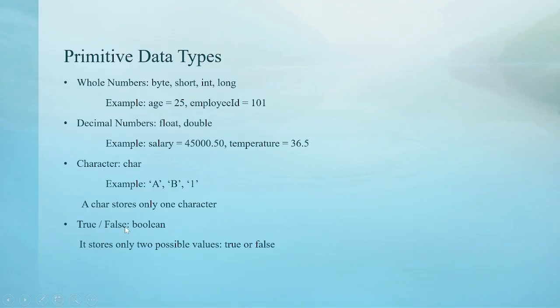Then we have true or false. This is the Boolean type. It stores only two possible values, true or false. It is mainly used in decision-making conditions like an if statement.